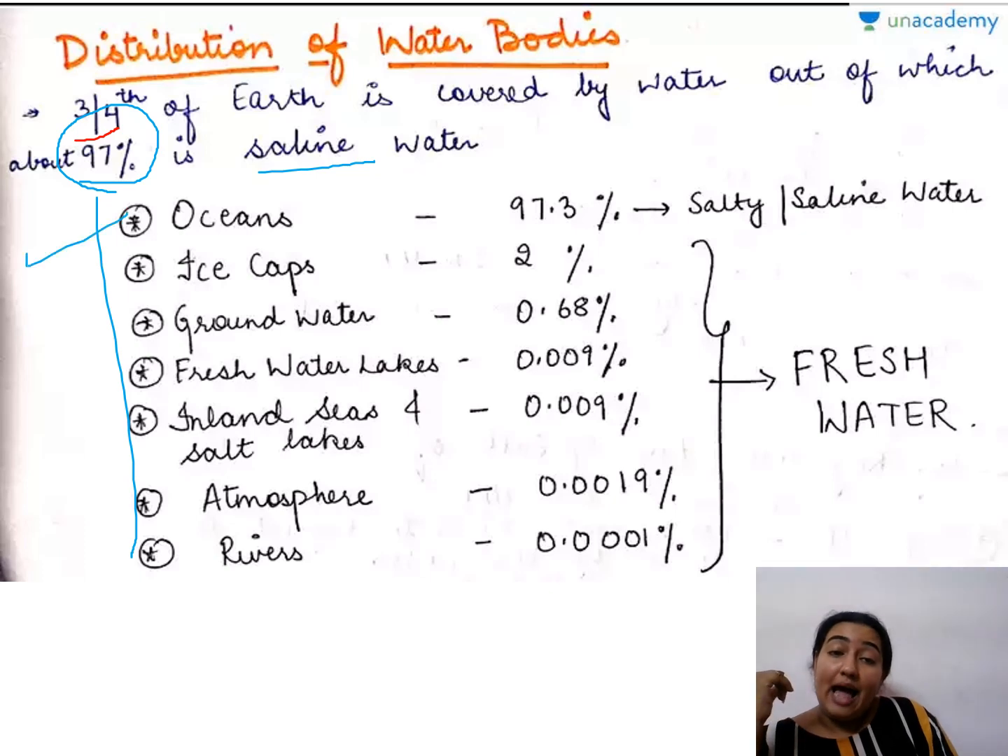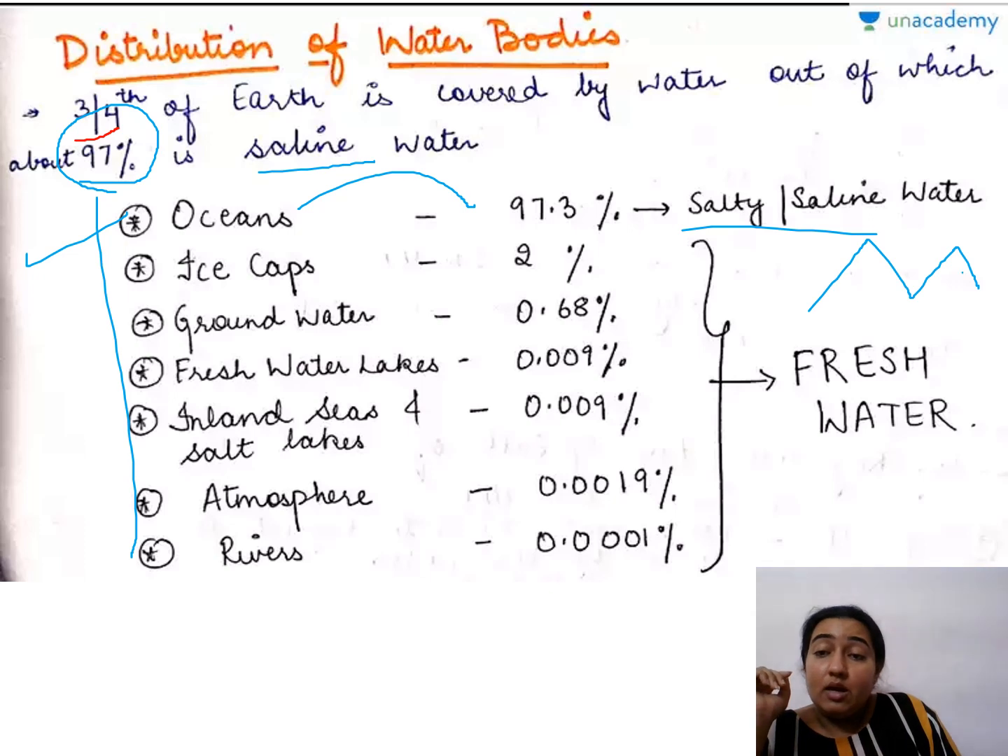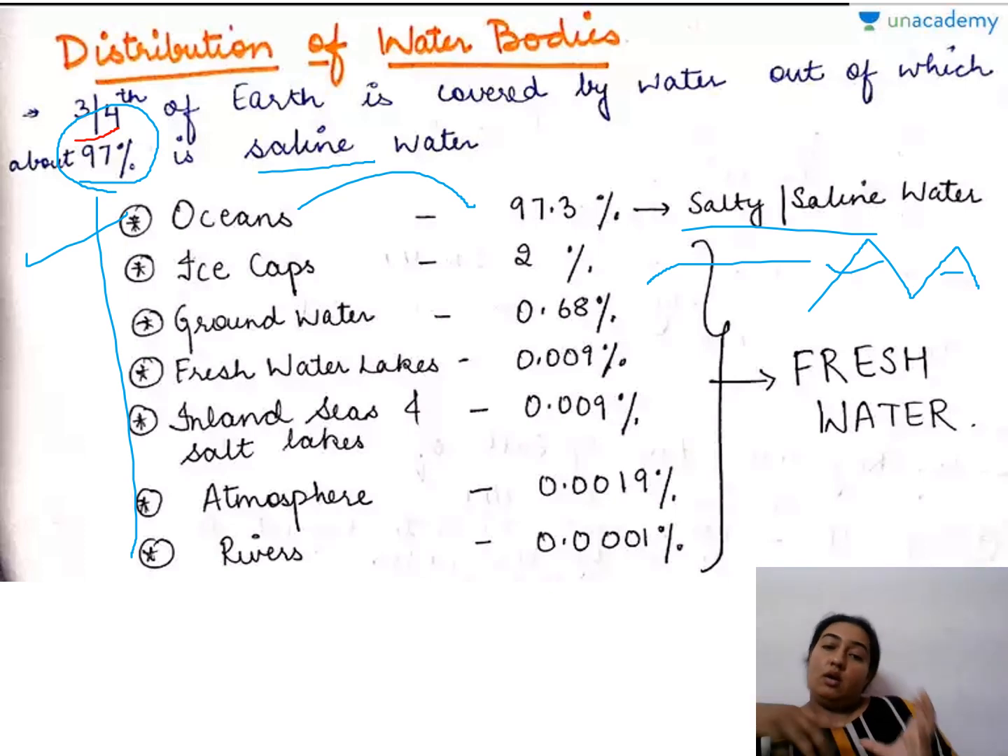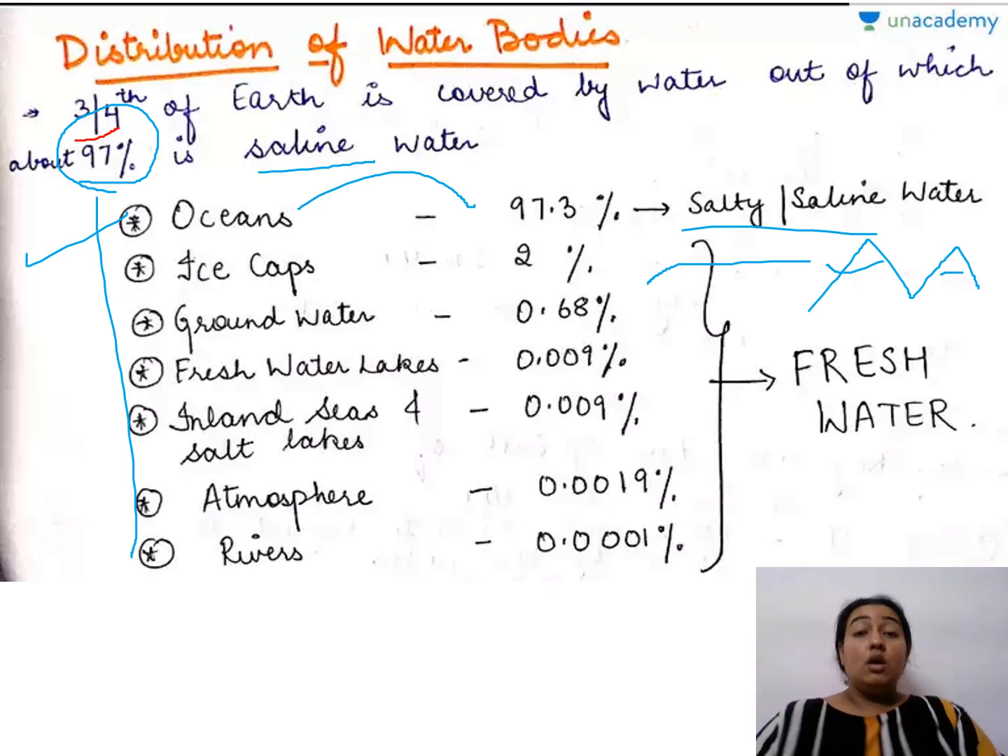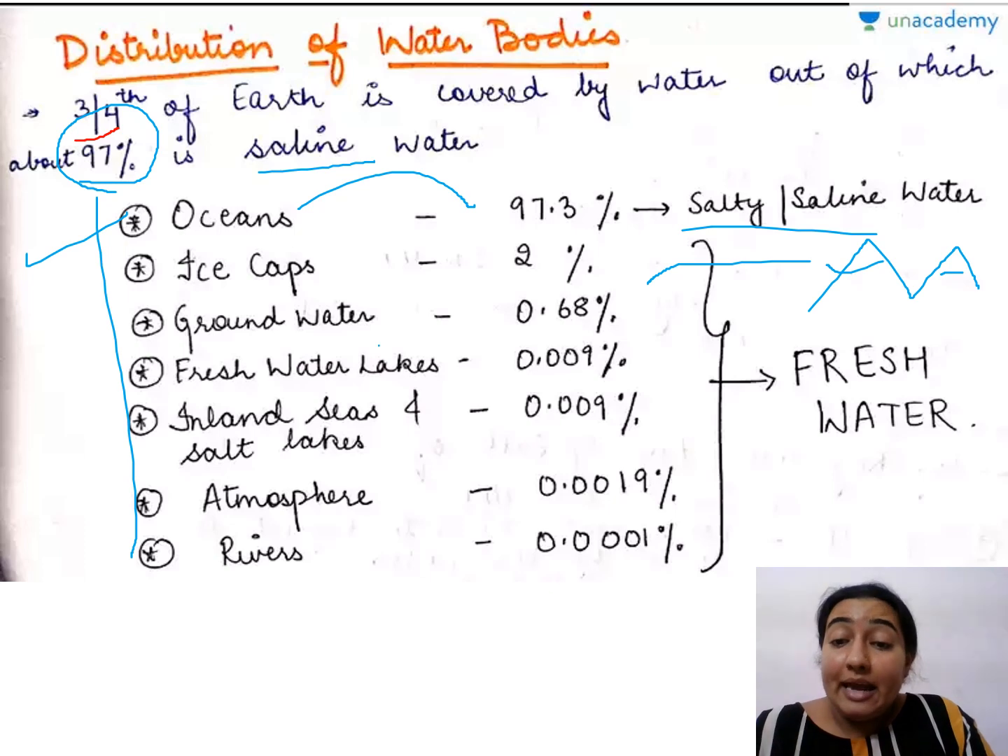Oceans have 97.3%, that is saline and salty water. Ice caps, which we can see here on the mountains covered with ice, have 2% of the total water. Now the distribution we are seeing: groundwater, which is there beneath our earth's surface, is only 0.68%.